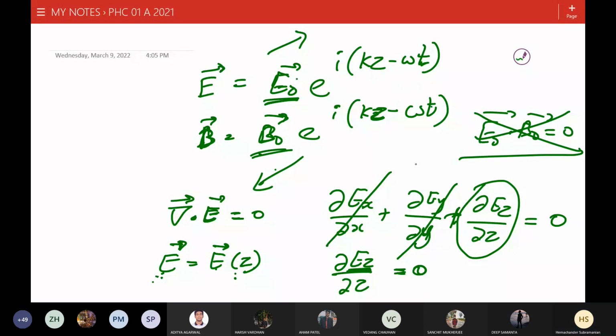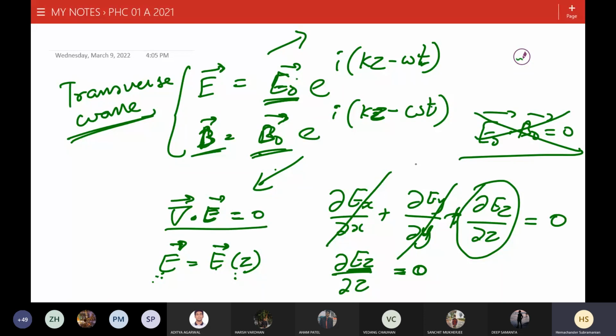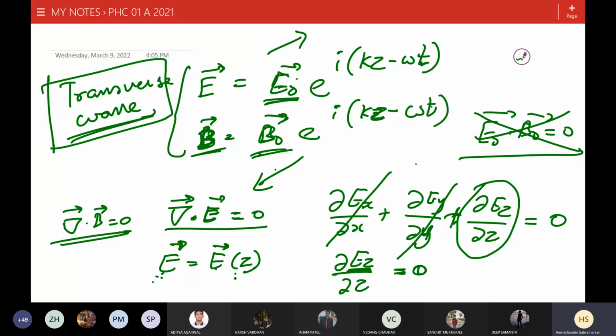What does that mean? The electric field vector does not change in the direction of propagation. It does not have a component along the direction of propagation, which means it is perpendicular. Yes, that means it's a transverse wave. The same thing applies to B, because the divergence of B is 0 as well, just like the divergence of E. So B is also transverse. Am I right? Yes, sir. So we just derived that the electromagnetic wave is a transverse wave.